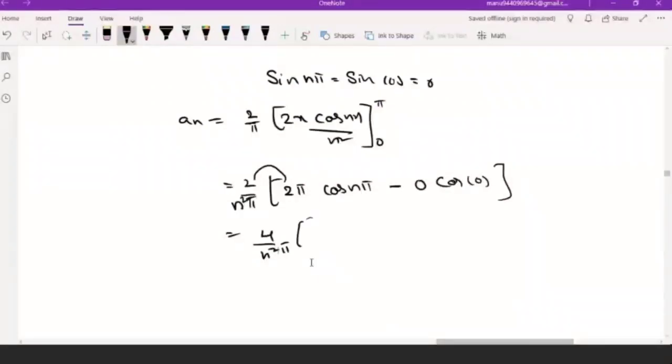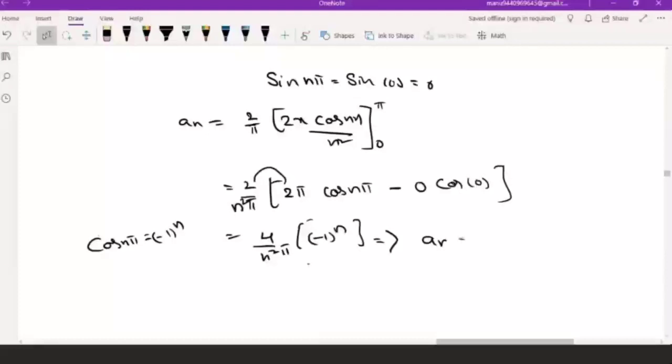Cos n pi value is equal to minus 1 to the power of n. So here cos n pi is minus 1 to the power of n. That implies an is equal to, so we are having the pi now, pi cancels. Then an is equal to 4 by n square of minus 1 to the power of n.